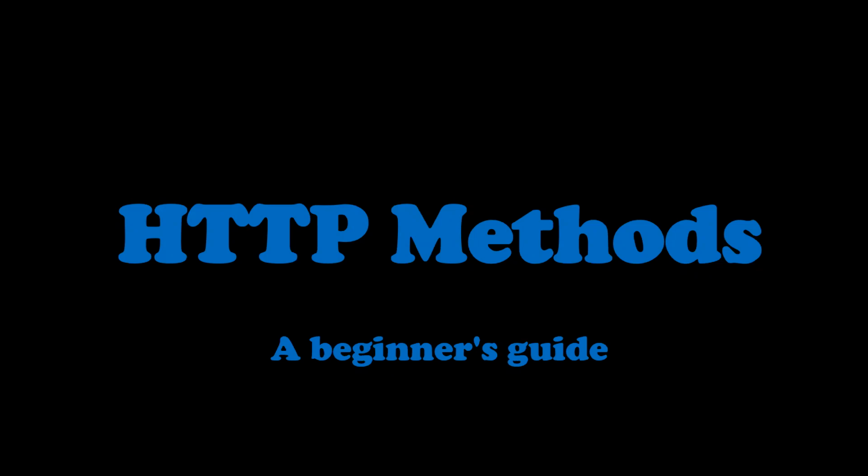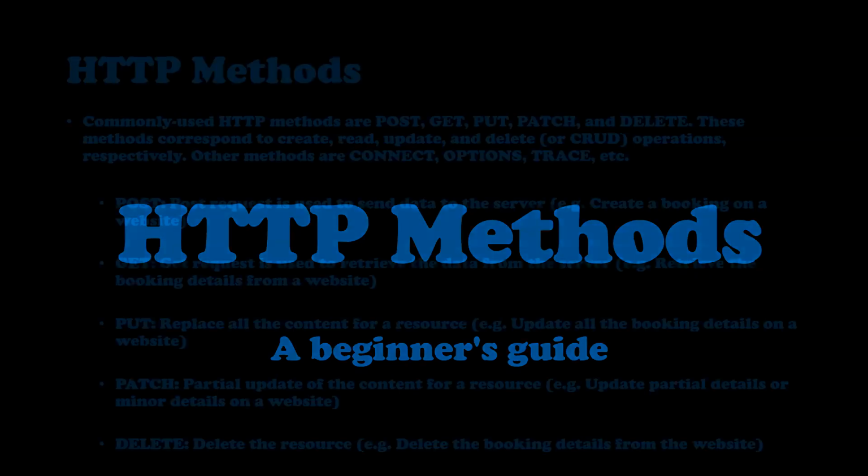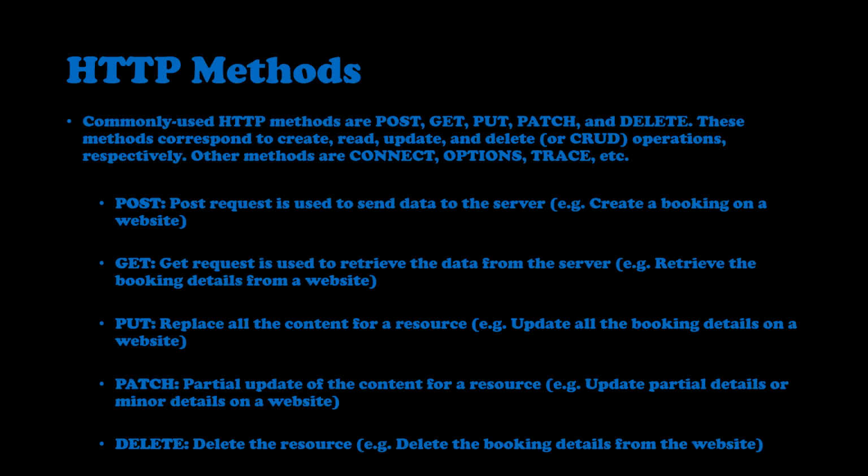Today we will be discussing HTTP methods. Commonly, HTTP methods are POST, GET, PUT, PATCH, and DELETE. These correspond to the CRUD operations, which are create, read, update, and delete. There are a few other HTTP methods we can make use of, like CONNECT, OPTIONS, TRACE, HEAD, etc. We will look into the commonly used HTTP methods in detail, and I will give you examples along with that so that you can better understand each HTTP method.